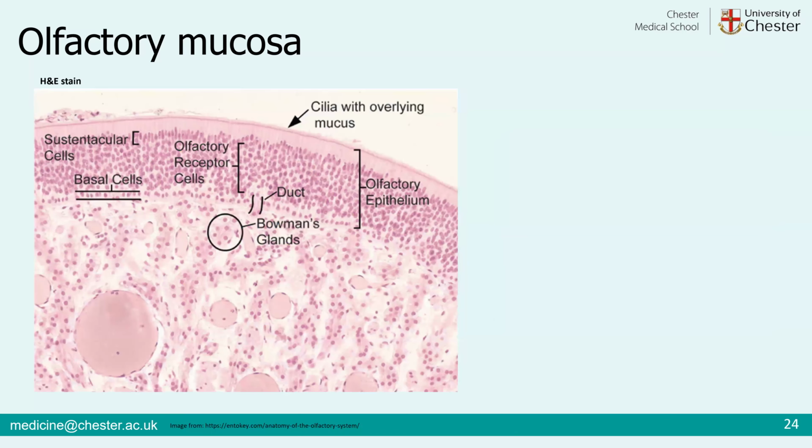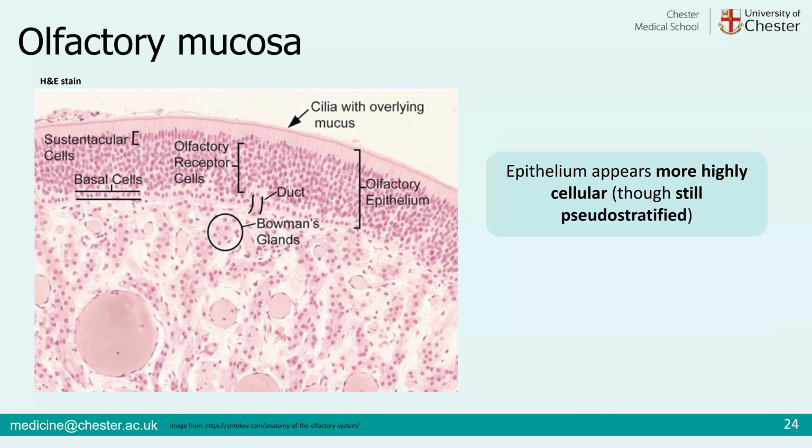So looking histologically, you can see it looks a bit more cellular than perhaps the respiratory type epithelium we were just looking at. It looks like there's a lot more cells going on there. It still is a pseudostratification, even though it's a lot harder to tell there. It still is a single layer of cells.